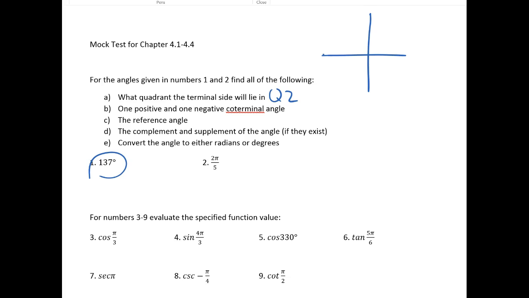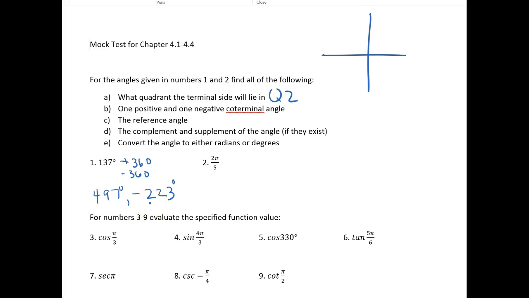Okay, part B, a positive and a negative coterminal angle. That's just adding revolutions. So since we are in degrees, we're going to take this angle and add 360. Then we're going to subtract 360, and whatever those answers are, those are your answers. So I'm getting 497 is one of them, and then if I subtract 360, I've got 137 minus 360... I think that should do it. Okay, so those are my two angles.